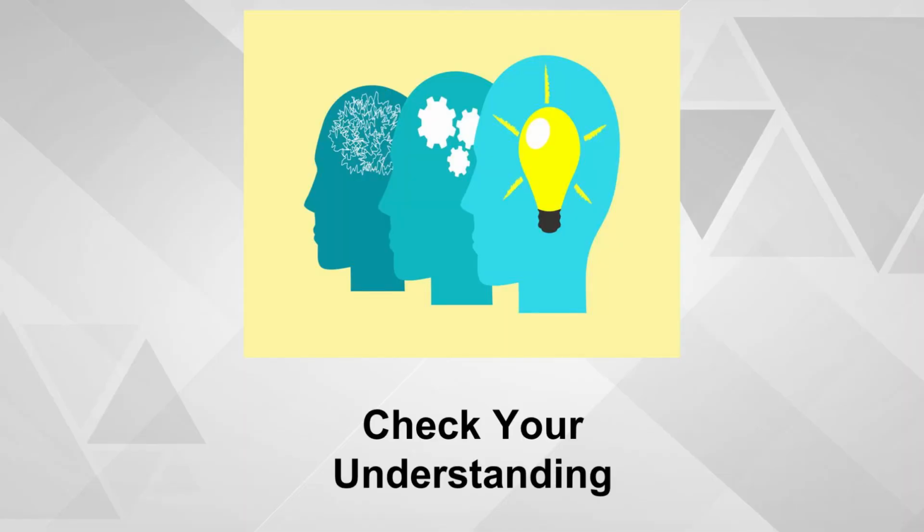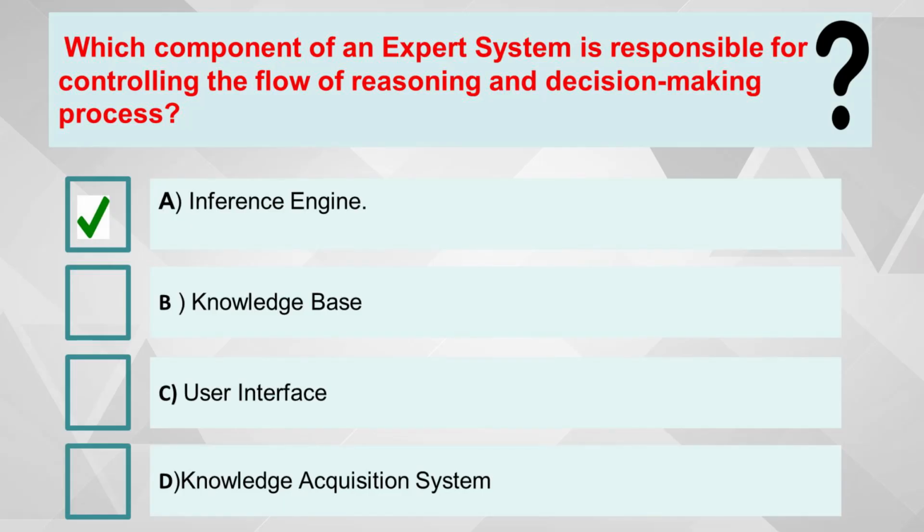Now it is time to check your understanding. Which component of an expert system is responsible for controlling the flow of reasoning and decision making processes? It's the inference engine. Why? The inference engine controls the flow of reasoning and decision making process in an expert system by applying rules and facts from the knowledge base to the user's query.